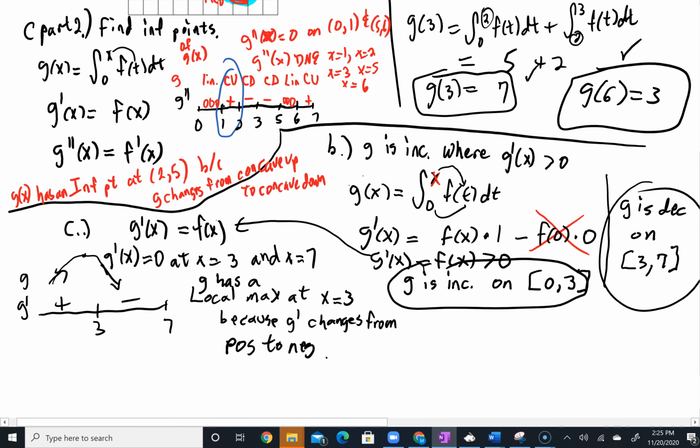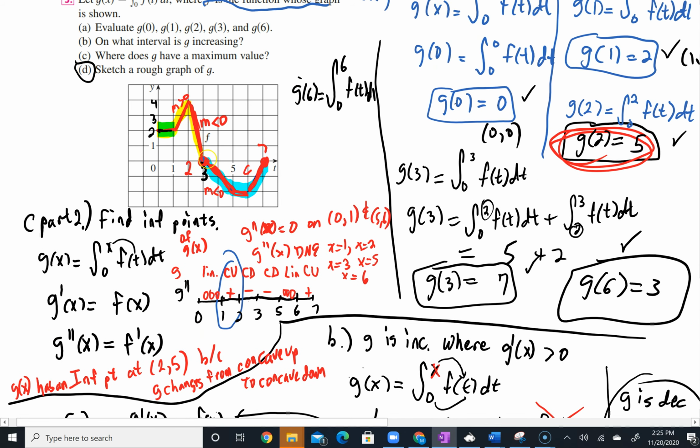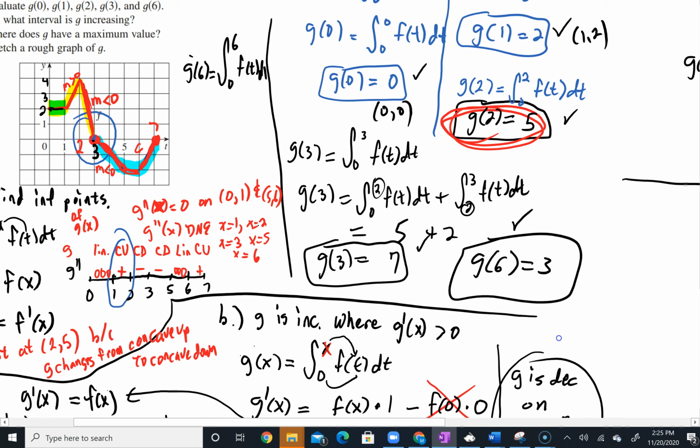And I think that's something that kids definitely need to talk about. G prime of 3, which was equal to f of 3, that was equal to 0 just because, right here, f, which is the derivative of g, has a corner right here. That doesn't mean that we've got a corner over this way. I just want to be very clear about that. Sometimes kids feel like there must be a corner up here. No, the calculus is telling us it's not.